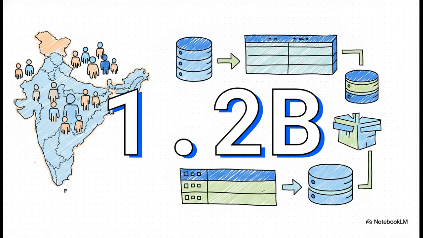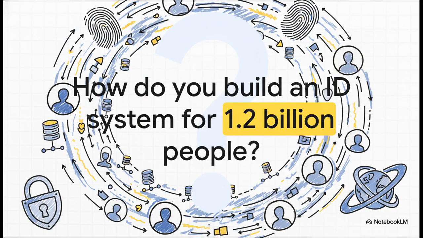So, to really get a handle on this, let's start with a number. A huge number. 1.2 billion. That's how many people live in India. And that number, well, it created one of the biggest data management challenges in history. Seriously. Which, of course, leads to the big question, right? How on earth do you build a secure, verifiable ID system for every single one of those 1.2 billion people? I mean, that was the incredible task facing the team behind the Aadhaar project.